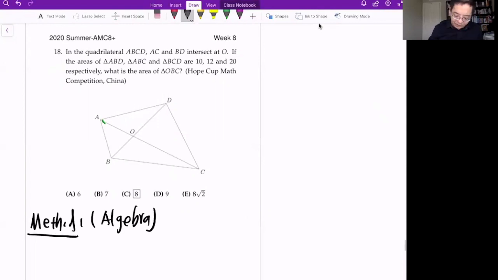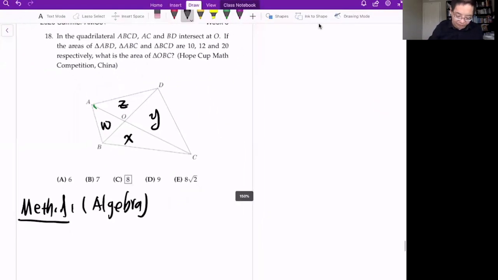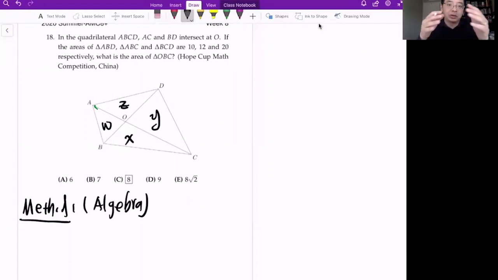For this, I introduce variables. BOC is what we want to figure out, right? So X is the area of BOC, Y is the area of COD, Z is the area of AOD, and W is the area of AOB. This is natural since the quadrilateral is divided into 4 regions by the 2 diagonals, right?